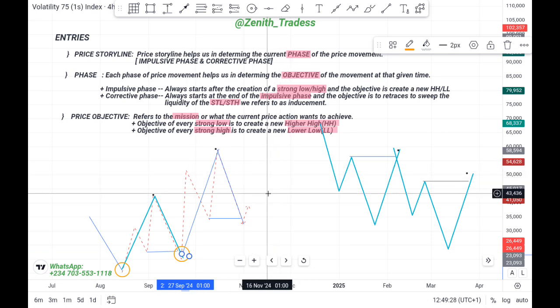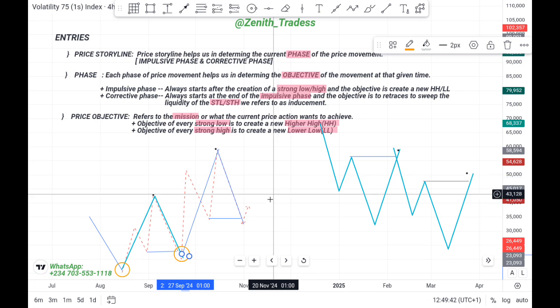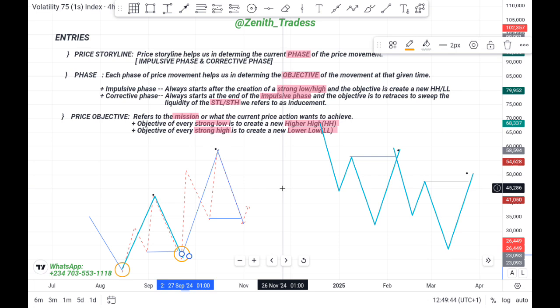So this video is going to help you understand when to anticipate a fail, or for price to fail, and when to anticipate for it to reclaim. Places where you anticipate for a particular level to fail, or a particular block to fail or hold, the price storyline, the phase, and the objective will guide you.